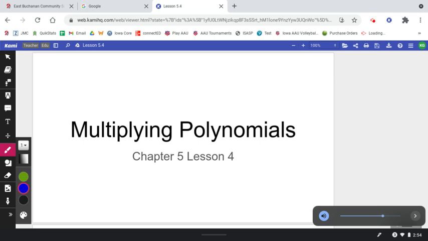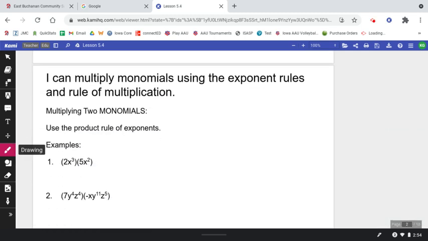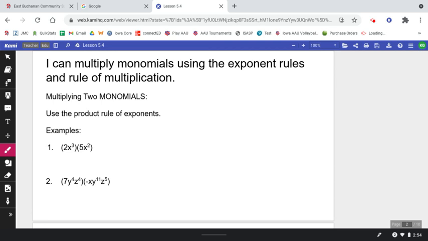Chapter 5, Lesson 4, Multiplying Polynomials. I can multiply monomials using the exponent rules and the rule of multiplication. So we talked about exponents in Chapter 4, and now in Chapter 5, the rules are going to come back.